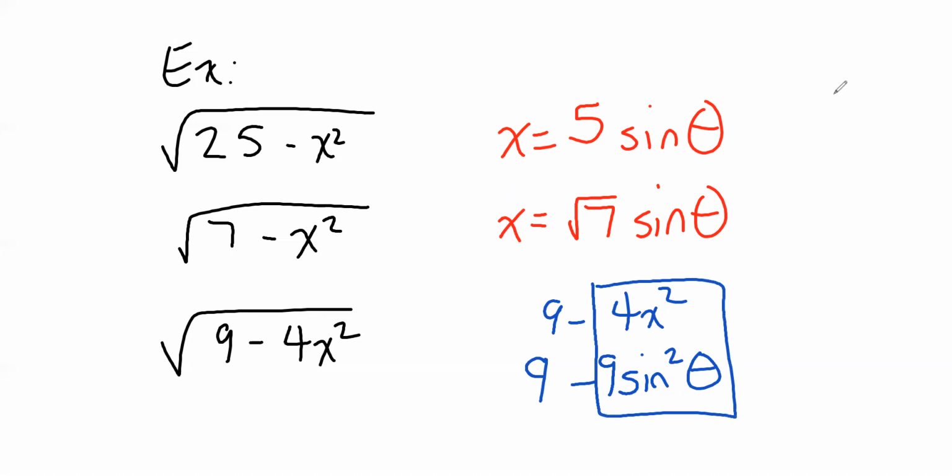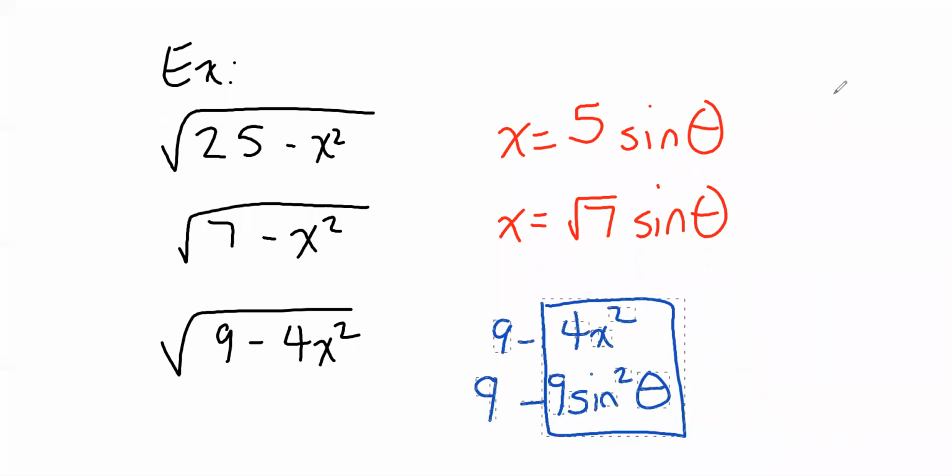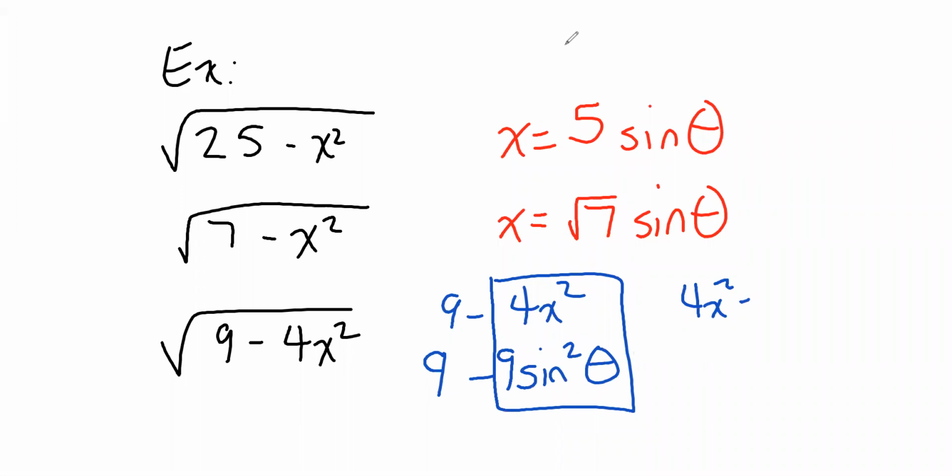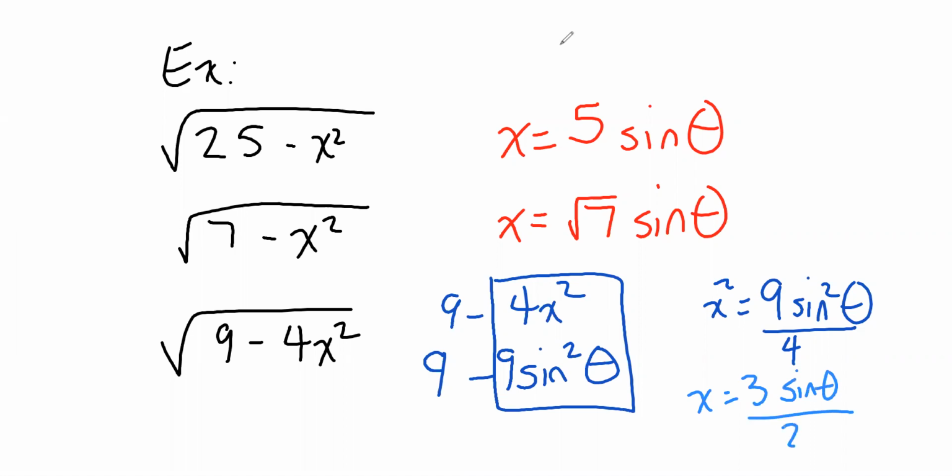Let me see if I can move that over a little bit. If we're going to equate these things, then we need 4x squared equal 9 sine squared theta. To solve that for x, we would divide both sides by 4, which would get rid of the 4 in front of the x squared. And then we would square root both sides. And if we square root both sides, we get x equals 3 sine theta over 2. And that would be our substitution. And it would probably be cleaner to write it as 3/2 sine theta.